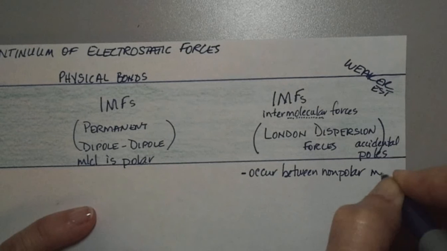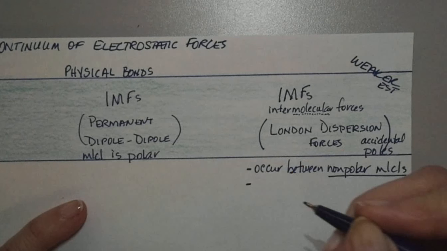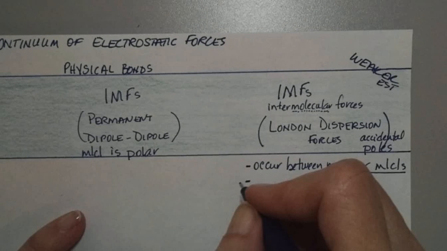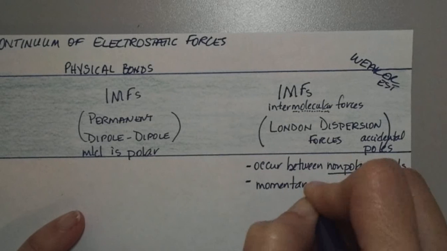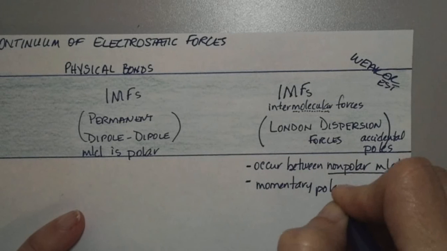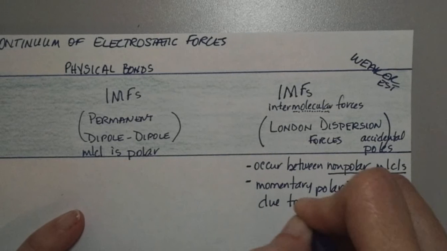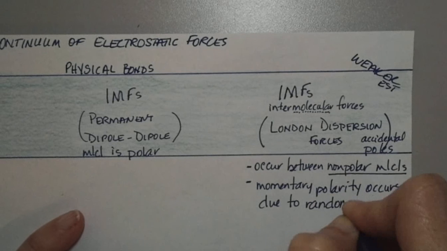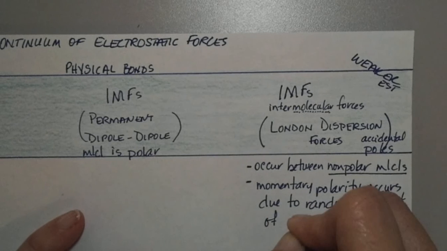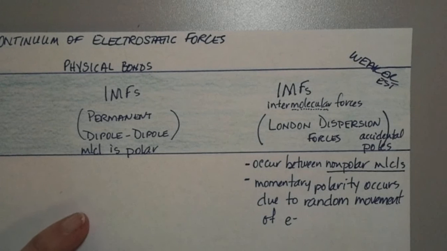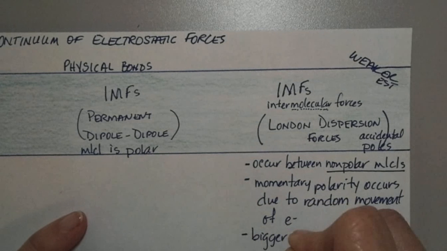This momentary polarity occurs due to just a random movement of electrons. The bigger the molecule, so bigger molecules form LDFs more easily.